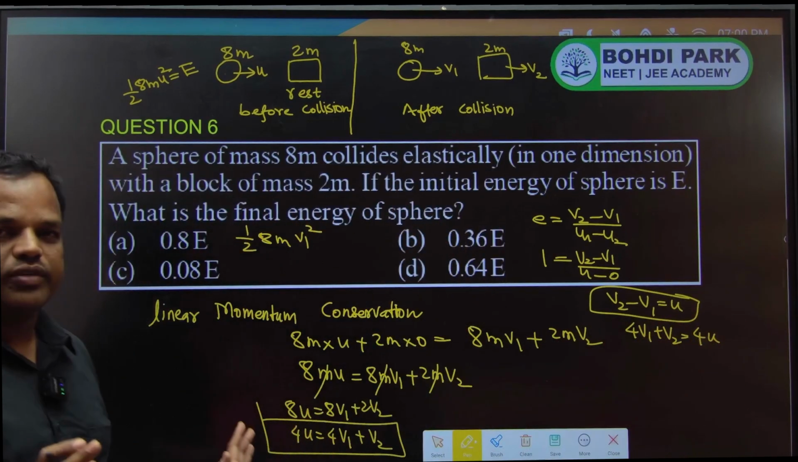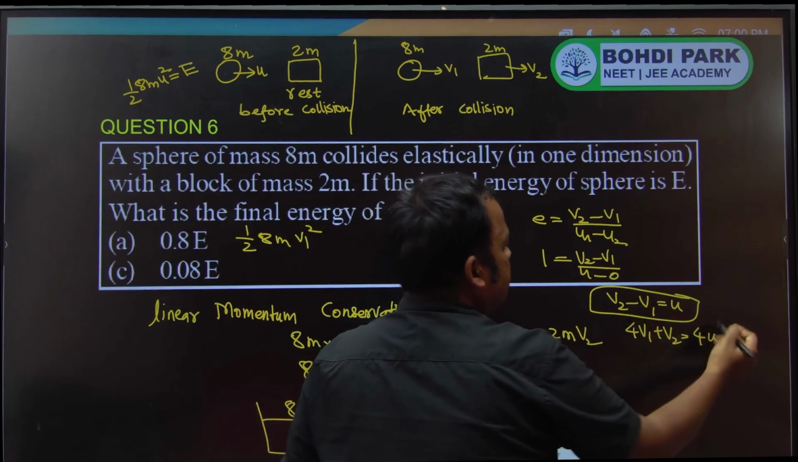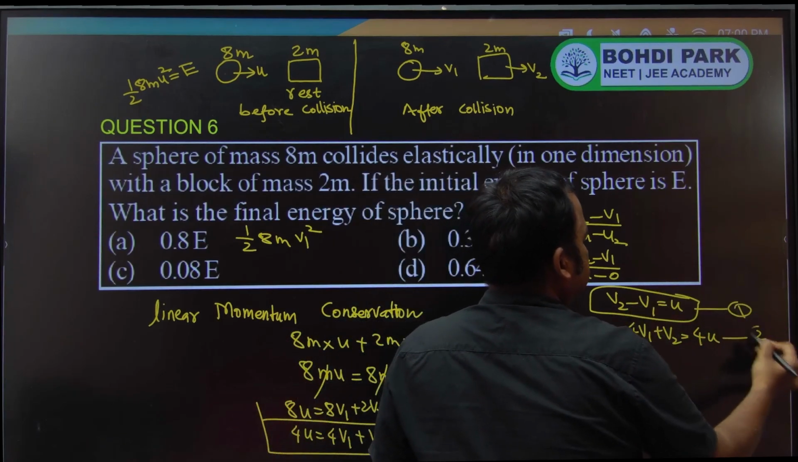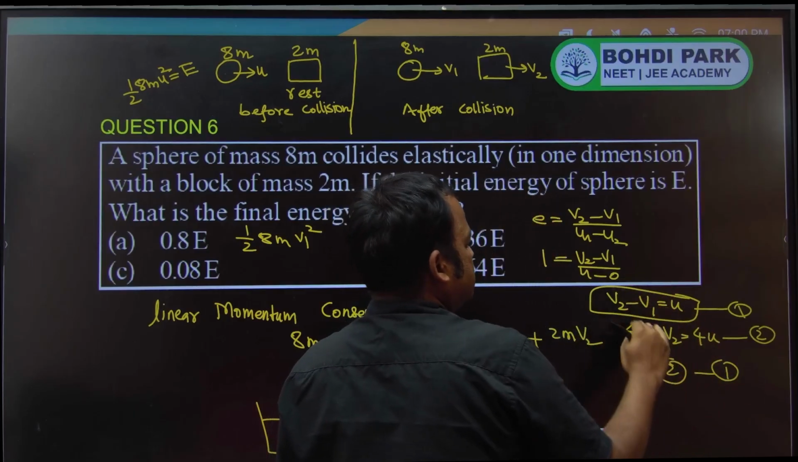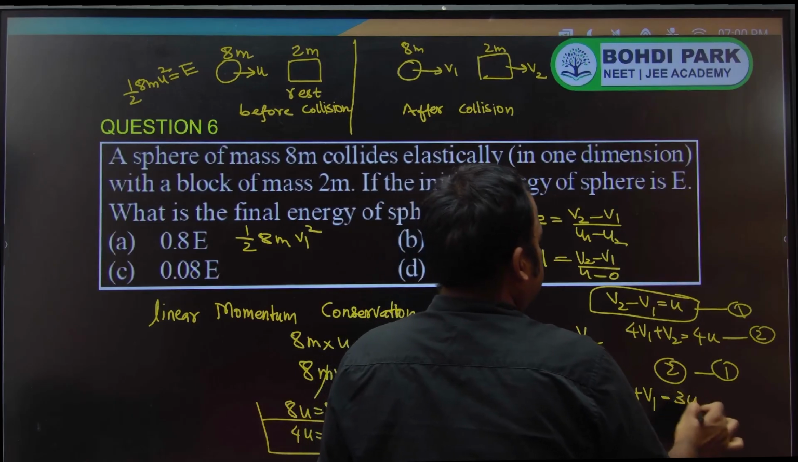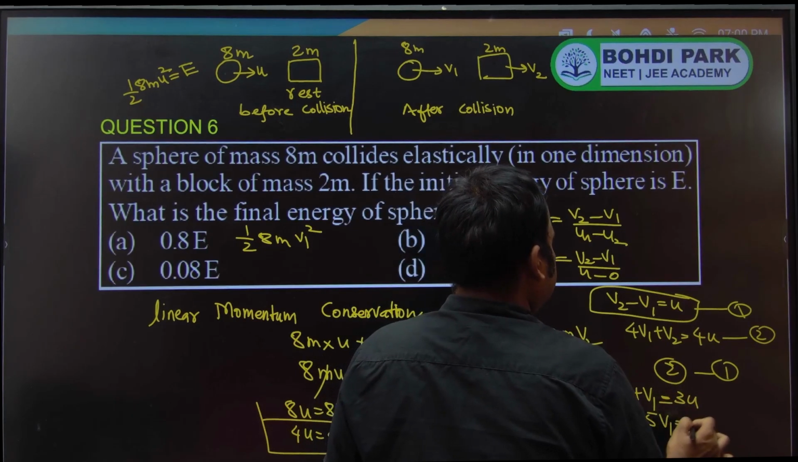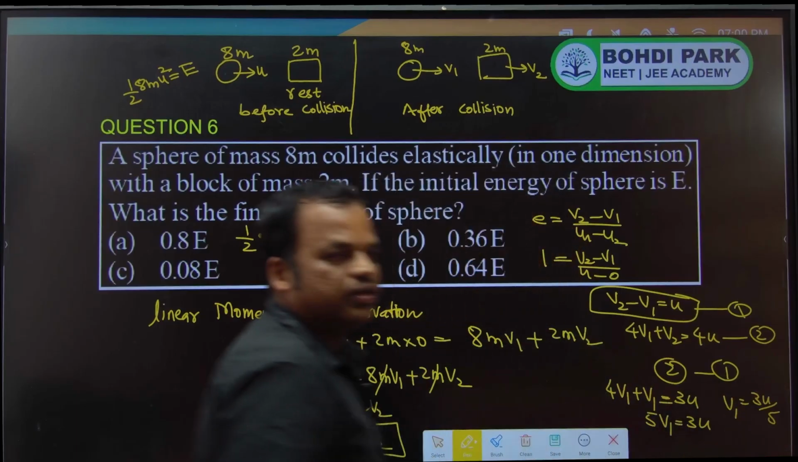Now use these two equations. So we get, if you subtract second equation minus first equation, so 4v1 plus v1 is equal to 3u, or 5v1 is equal to 3u. So v1 is 3u by 5. v1 is 3u by 5.